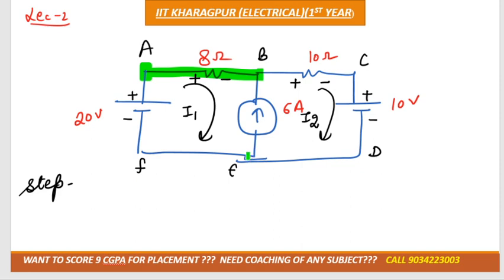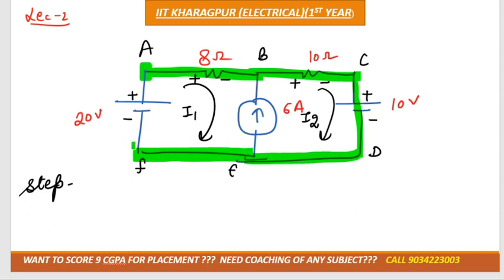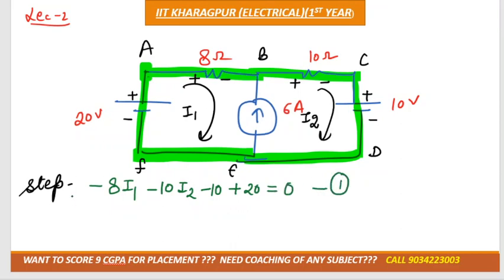If you go through this path, then as I told you, you can't go through the path where your enemy is present. Enemy is present, so you can't go through this path. You are moving from B to C to D, D to E, E to F, and F to A. Clear? So again we take the second sign, A to B: minus 8 I1 minus 10 I2 minus 10 plus 20 is equal to 0. This is your equation 1. Any doubt up to here?